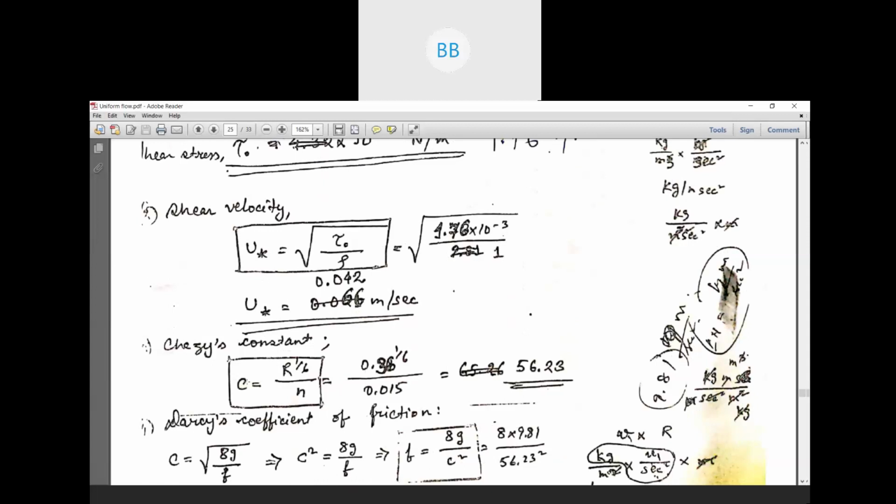Then you go for Sage's constant. This is very easy. R value, whatever you have calculated, you substitute here to the power 1 by 6 divided by n value. That is also already given 0.015. And see, Sage's constant, we don't have any unit.